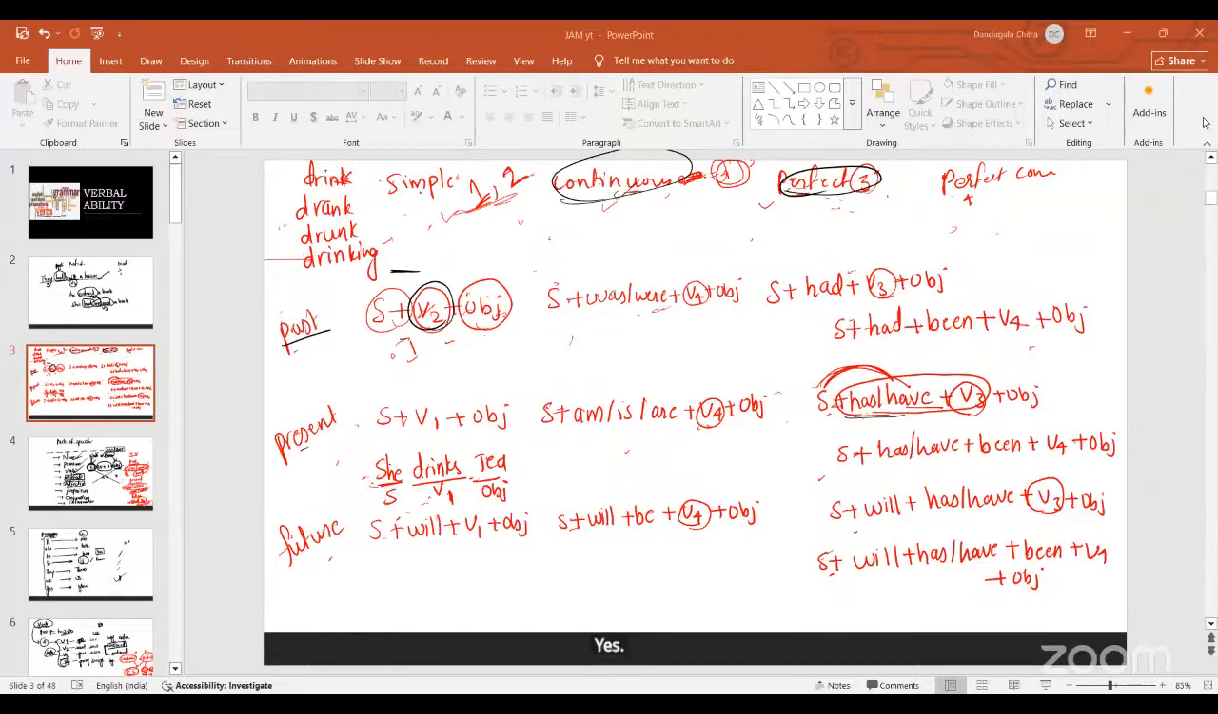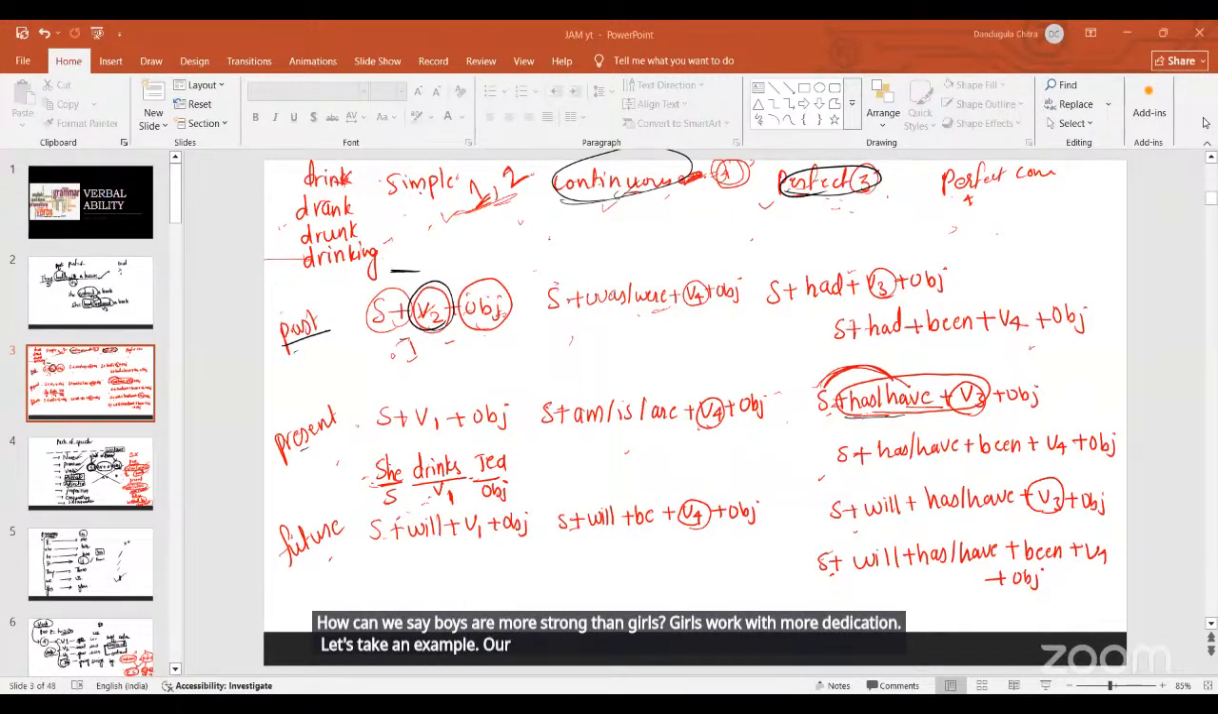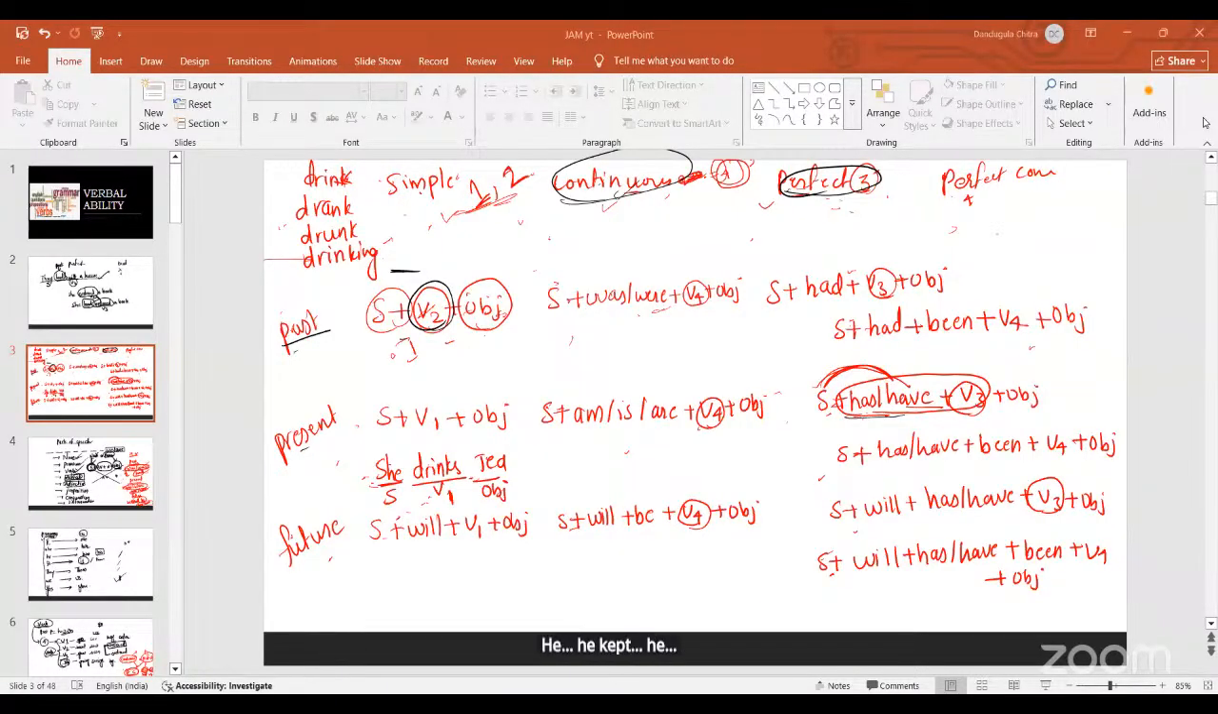Yes, sir. How can we say boys are stronger than girls? Girls work with more dedication. Let's take an example: our finance minister Nirmala Sitharaman, who is a strong woman, manages the whole country's finance. So I think women are greater than men.